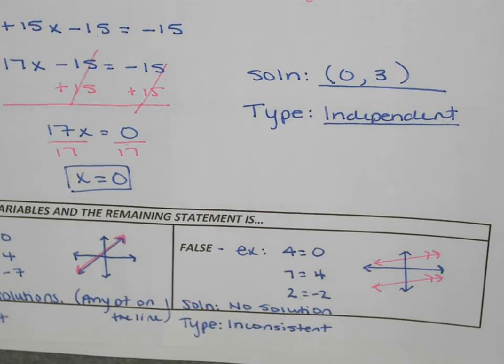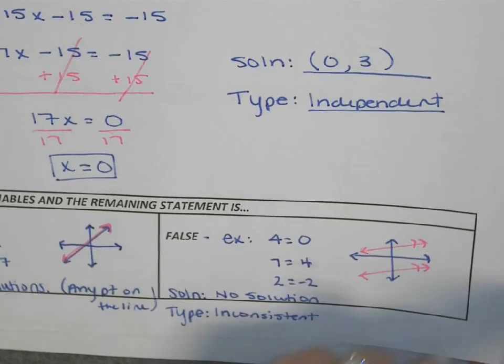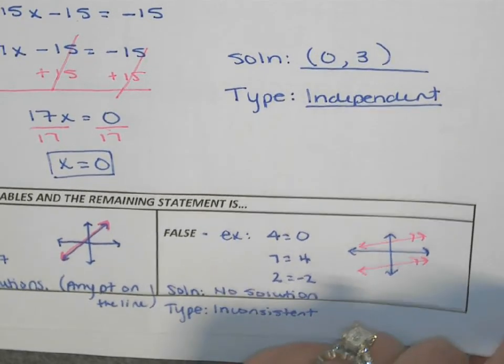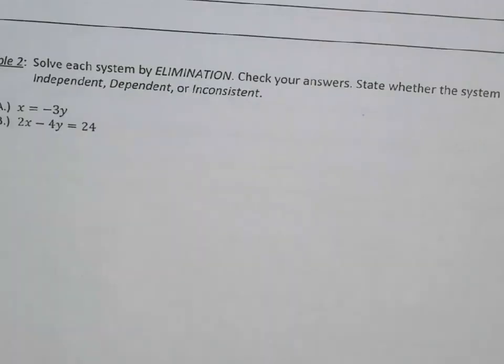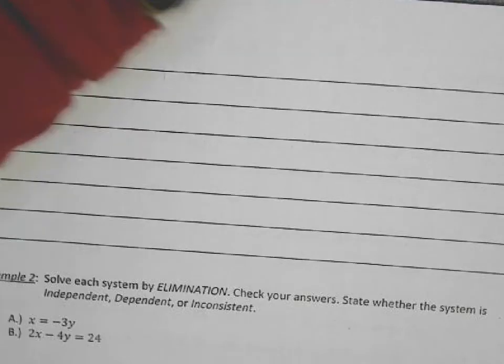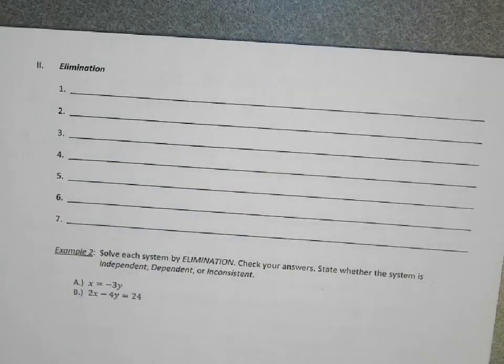All right, next we're going to try an elimination problem. So step 1 is you're going to have to manipulate your equations. You are going to have to line up the variables. You're going to have to line up your equal sign and the constant, which is just the number.